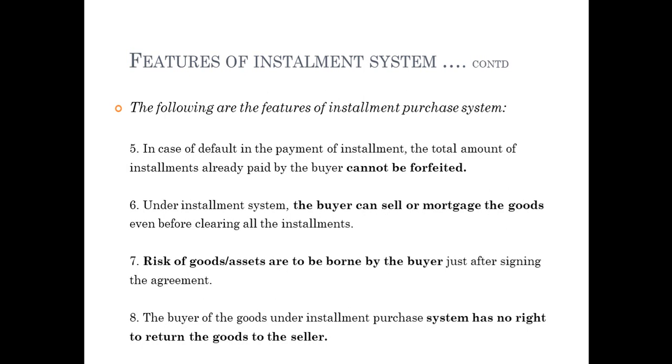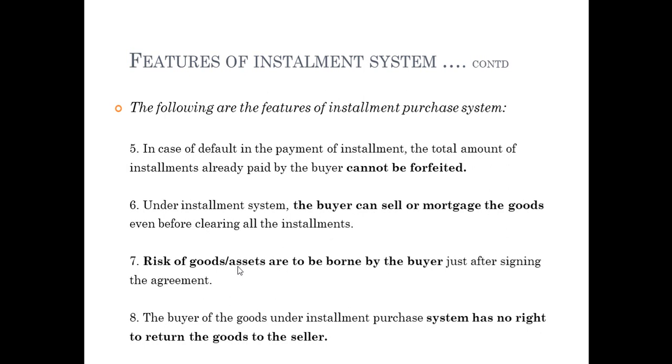Okay. Under installment system, the buyer can sell or mortgage the goods even before clearing all the installments. Why? Because immediately on taking the goods, the buyer becomes the owner. He has the right to sell the goods to somebody. He can mortgage the goods, pledge the goods, whatever he wants he can do. It is in no way related to the clearing of all the installments. That is a separate track. Financially he has to pay. Once he becomes the owner, he has the right to do anything with the product he has bought.